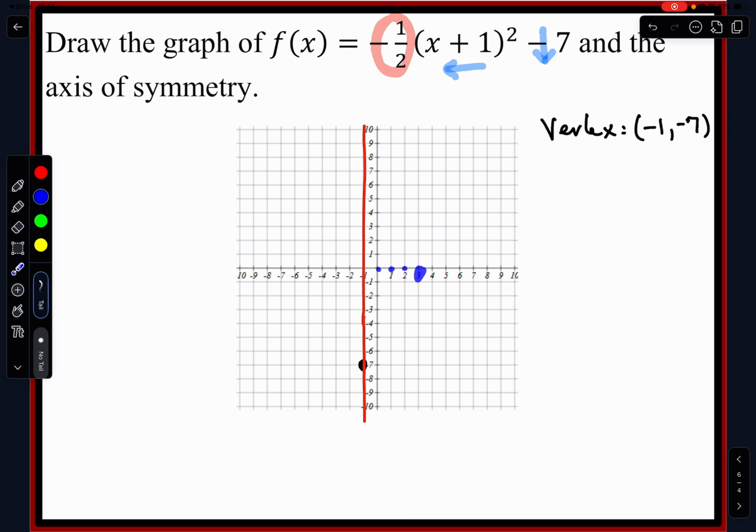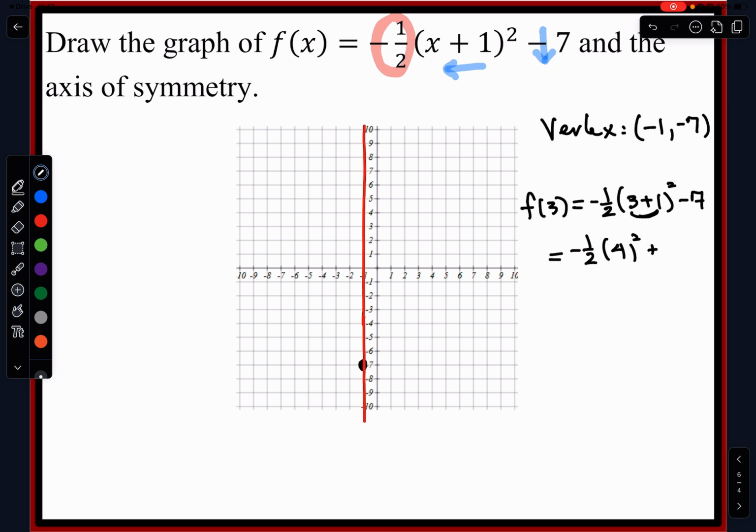So I'm going to have x equal to 3, and I'm going to evaluate this function at 3. So we want to know what this equals. So we have -1/2. I'm replacing the x again, like I said, with 3, plus 1 to the second power, and we're going to subtract 7. So let's simplify this. Well, first we have to add these two numbers. That's going to give us 4. That's -7. Let me not change that.